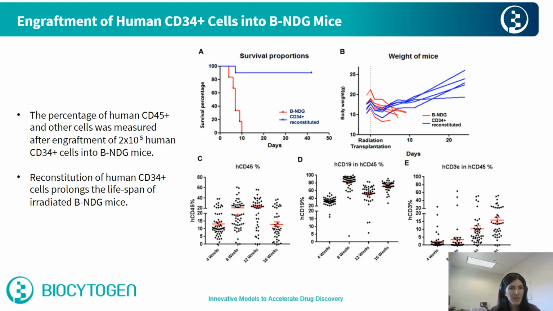In addition to PBMCs, CD34 positive stem cells can also be engrafted into BNDG mice. Now, the cons of this experimental setup is obviously the longer experimental time window for engraftment, as well as the radiation of the mice, which is why the uninjected mice, which is shown in panel A by the red line, fail to survive. However, the advantage is the multilineage reconstitution of these mice. And as you can see here, there's a high percentage of CD19 positive B cells as well as CD3 positive T cells. And this reconstitution can be maintained for several weeks post-transplantation. And in this study, you can see at least 16 weeks.